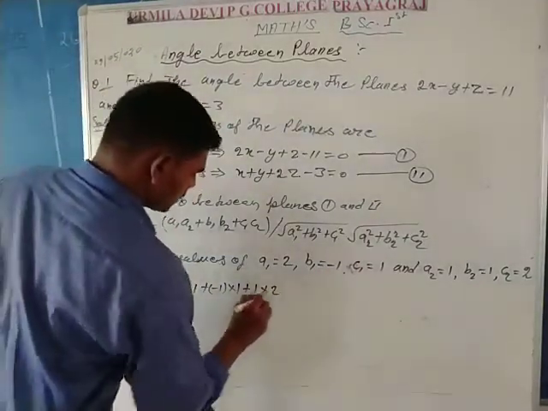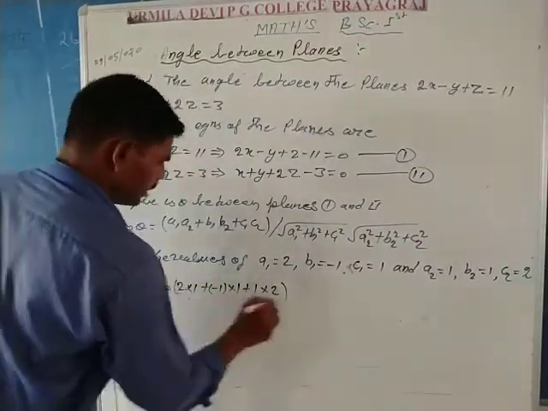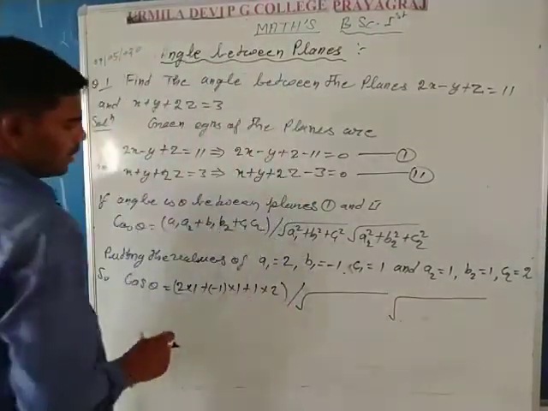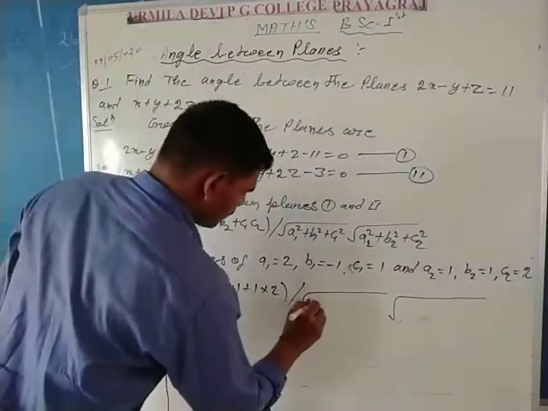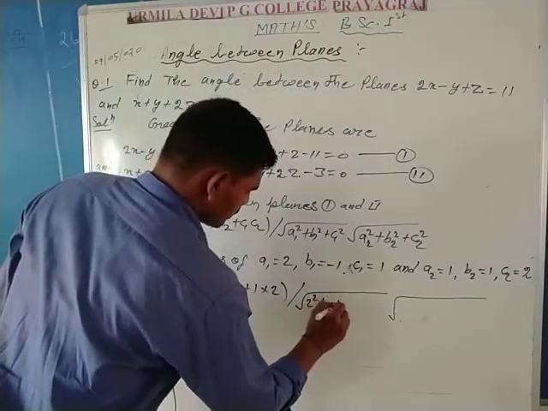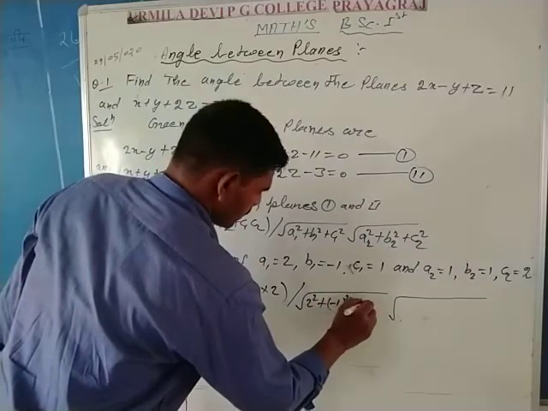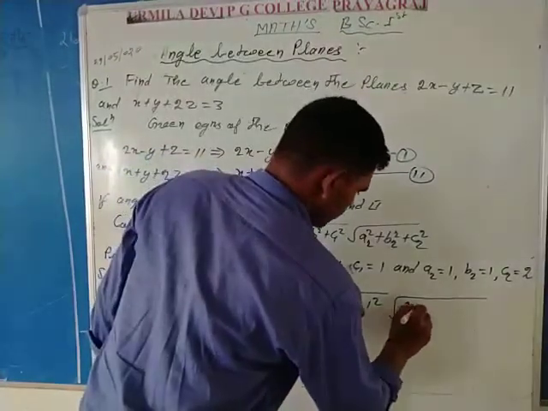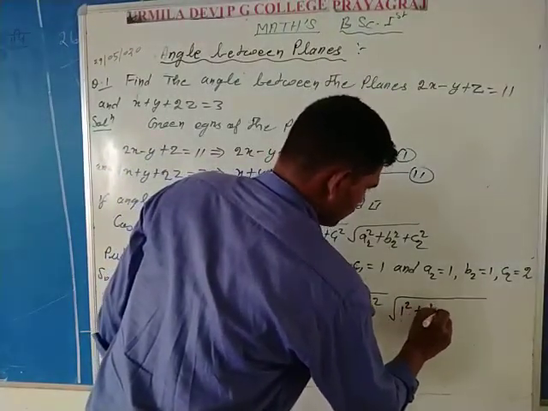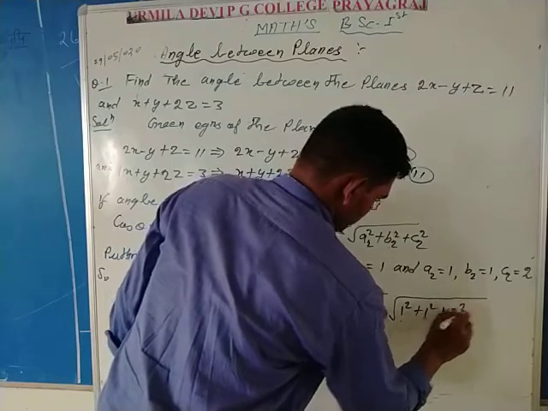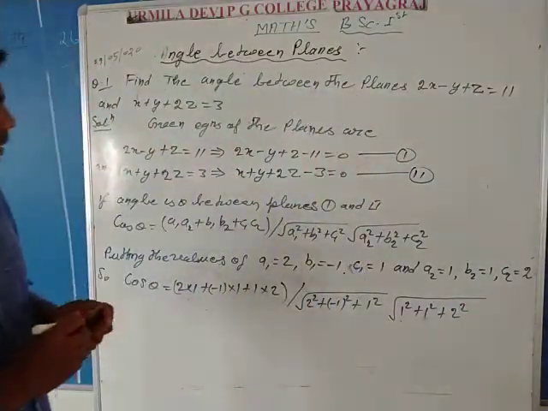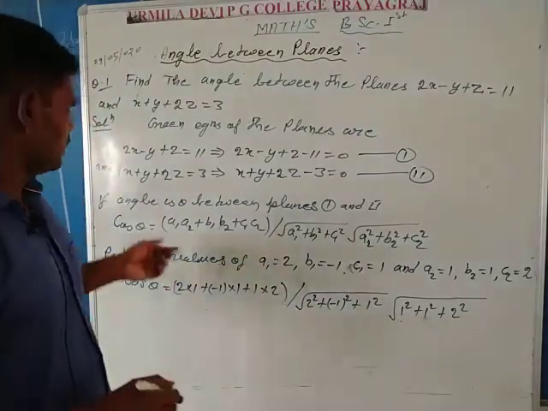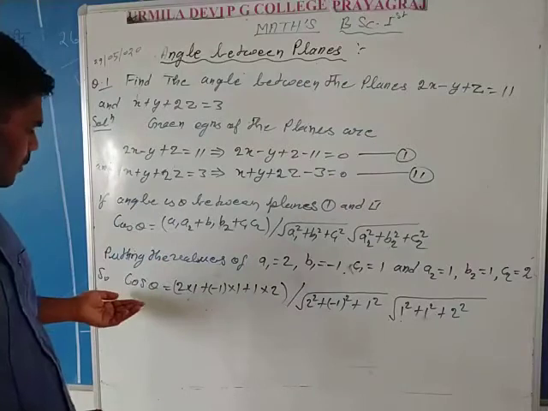This is taken in one bracket, divided by the square root of a1 square, meaning 2 square, plus b1 square, minus 1 whole square, plus c1 square, meaning 1 square, times the square root of a2 square, 1 square, b2 square, 1 square, and c2 square, 2 square. Here we put the values of a1, b1, c1, a2, b2, c2 in this formula for cos theta.